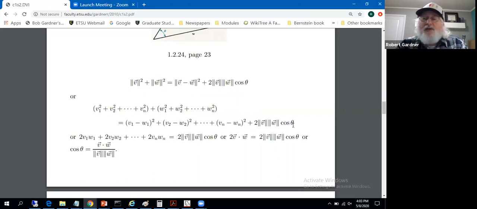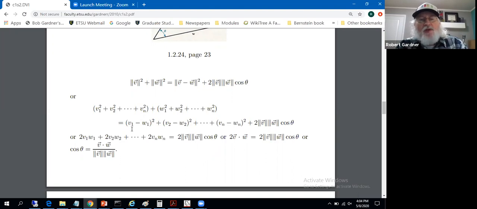Tell you what, let's leave this the way it is for right now. 2 norm V norm W cosine theta. So just copy that from above. Well, something happens here. We can simplify this, and out of the blue is going to come a dot product. If we take V1 minus W1, square it, we'll get V1 squared minus 2 V1 W1 plus W1 squared. We'll get a V1 squared and a W1 squared and a center term from FOIL. And the same with all these other terms.